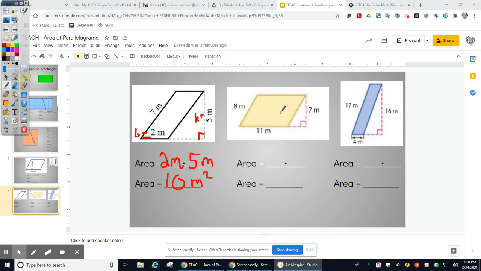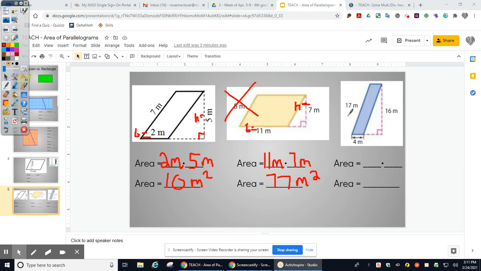Okay? Same thing with this one. Remember, we don't want to take this slanted line. You do not want the slanted line as your height. It has to be on the line, right? So here our base would be 11. And our height would be 7. So we're going to do our base times height. We're going to plug it into our formula. 11 meters times 7 meters is going to be 77 meters squared.